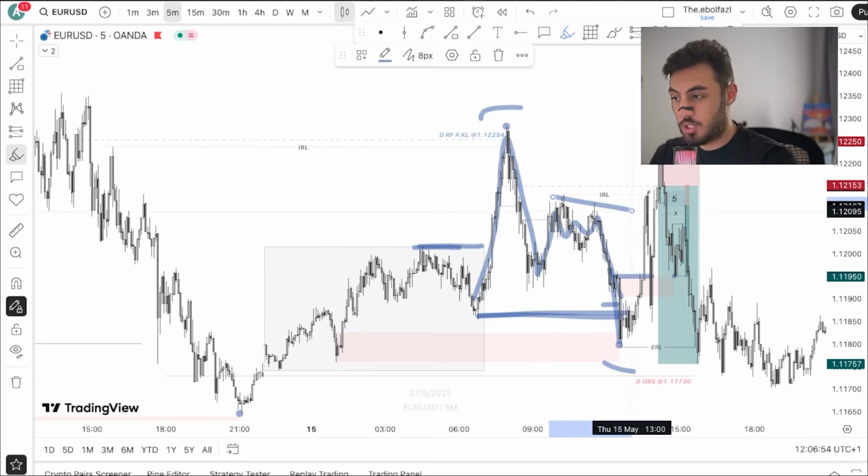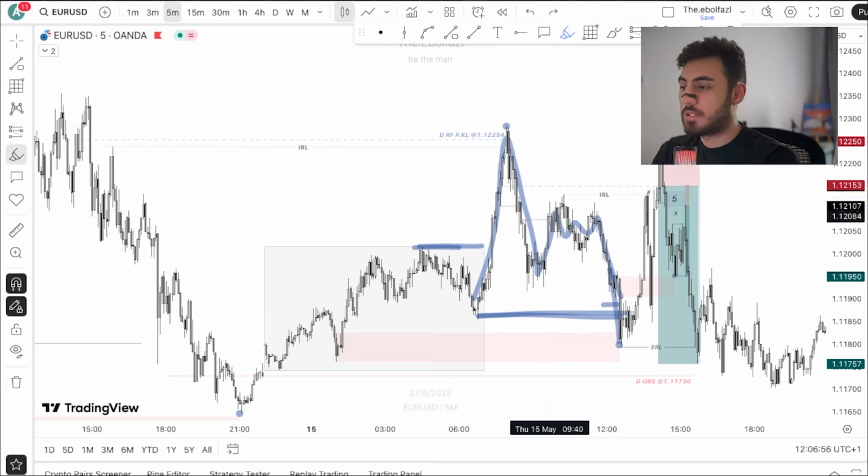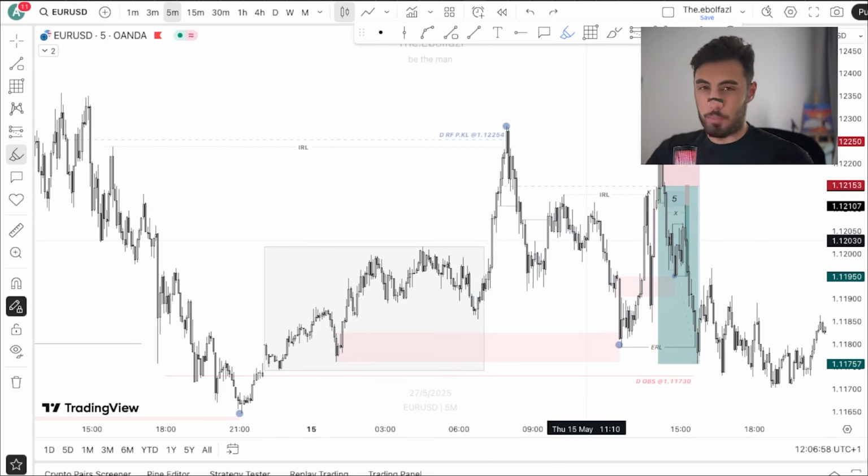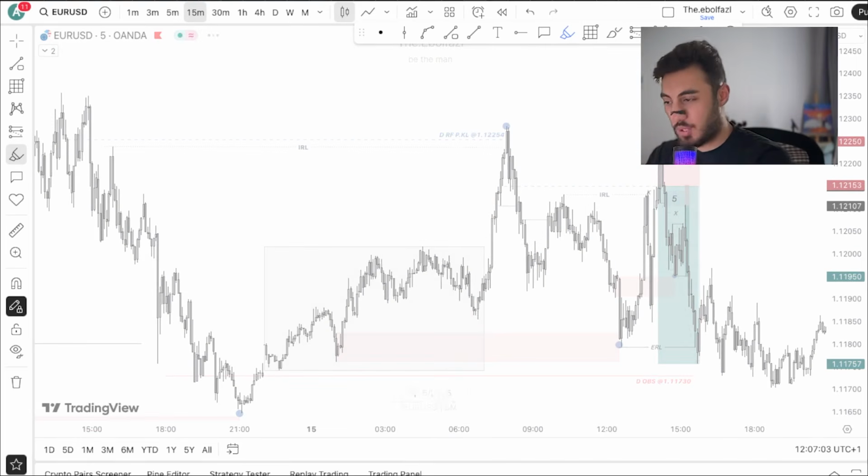See, these are my internal range liquidity, right? By the way, sometimes my confirmation range gets so big and it's a little bit difficult. What I do is just go to the higher time frame. Just go to the 15-minute time frame.